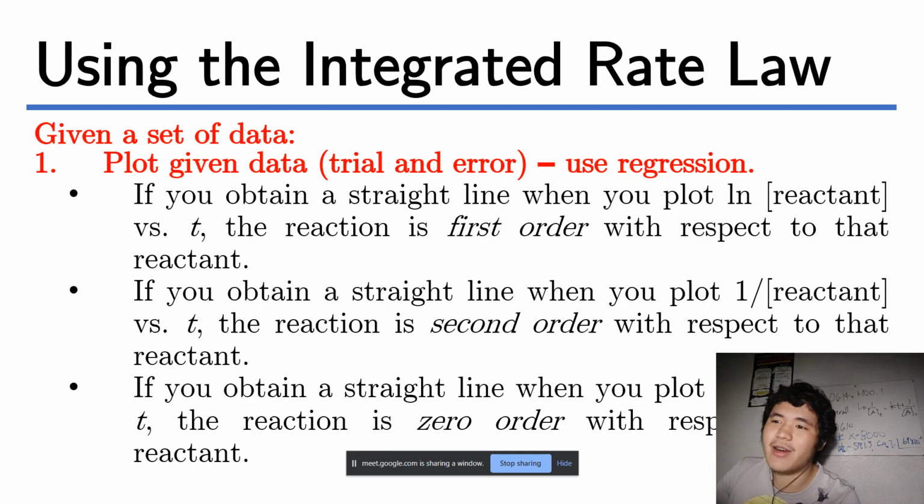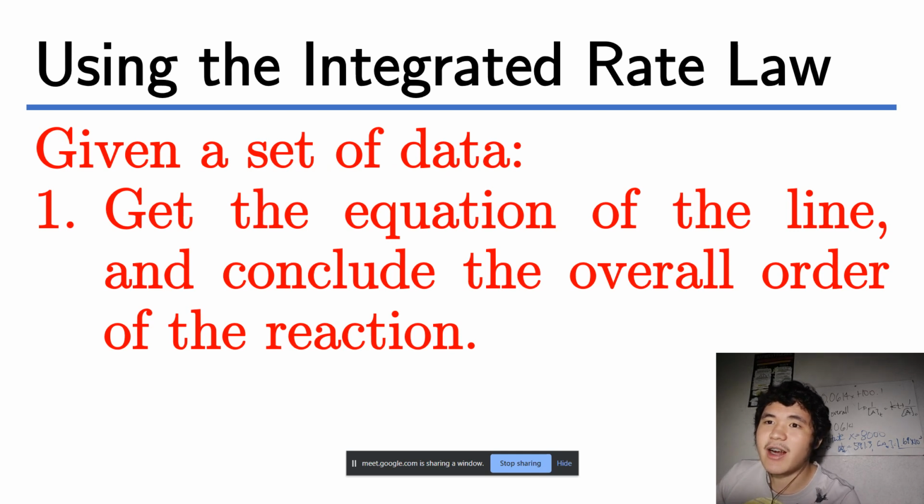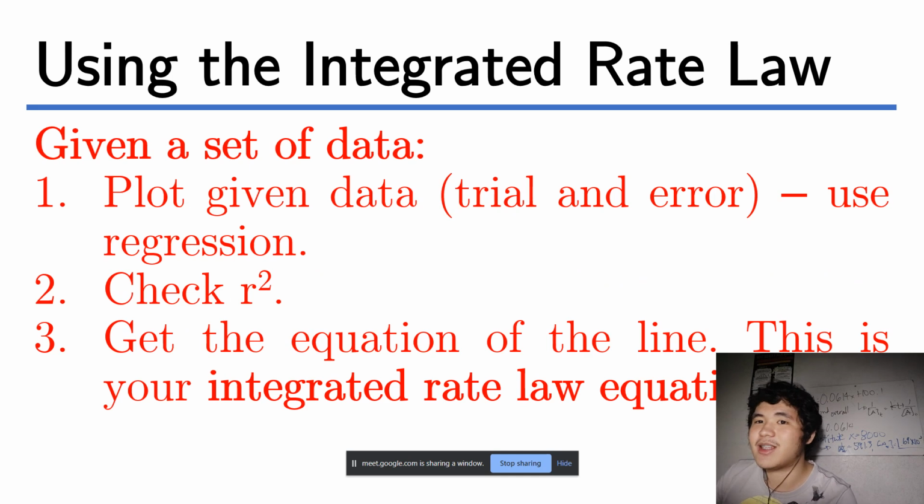So, therefore, repeating lang, plot nyo lahat, gawin nyo yung ginawa nyo kanina, then compare nyo yung R squared nila. Then, yung may pinakamalaking R squared, yun yung order ng reaction. Always remember that, ha? So, that's the steps.